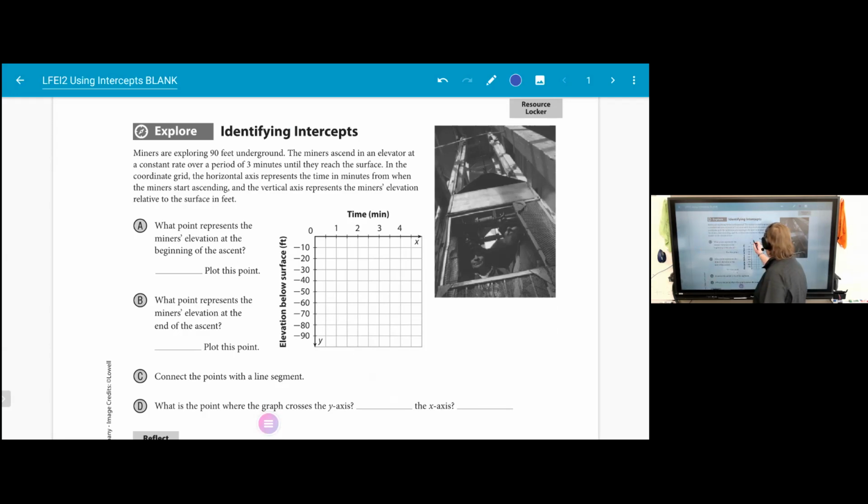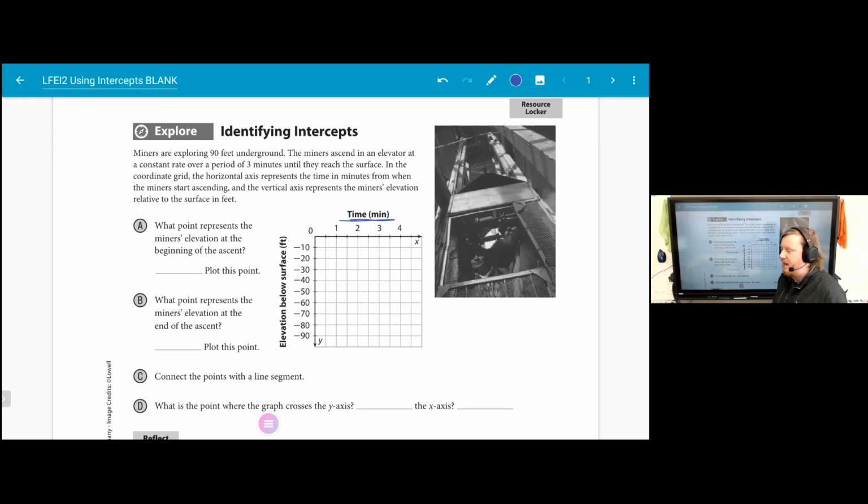That's this guy right here. We got our time up here. Again, this is a weird one. This is in the fourth quadrant graph, but it still works. That's still x. And in this case, the vertical axis represents the miner's elevation relative to the surface in feet. In other words, how far underground they are.